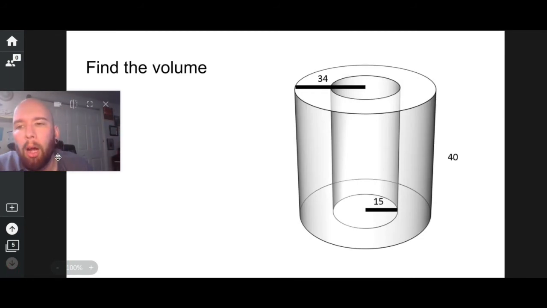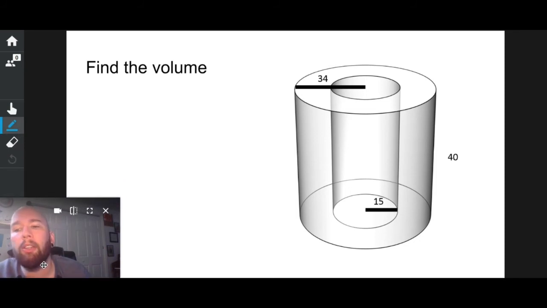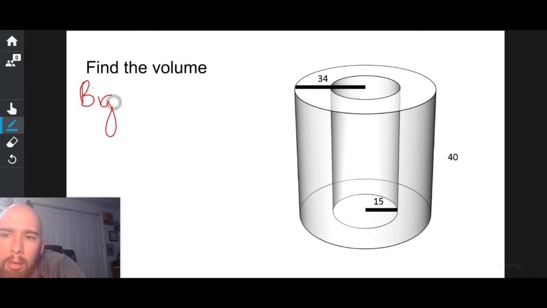Now this is a weird problem. And I'm going to move my face down here because I got rid of the formulas. I don't need them. I know what I'm doing. This is what I have. I have a can, and inside I have another can that's hollowed out. So this is what I'm going to do. I have to take the big cylinder, which is this whole thing. The whole thing would be the big cylinder, and I have to subtract out the small cylinder.